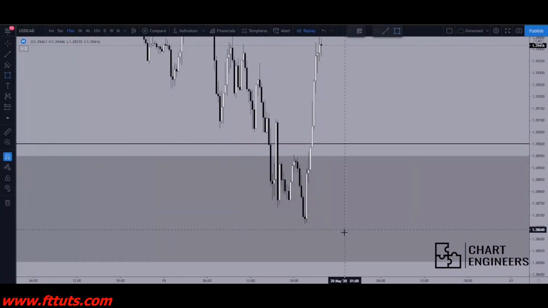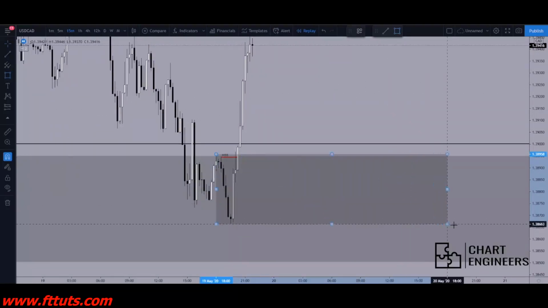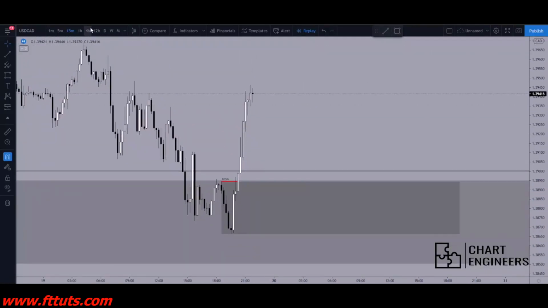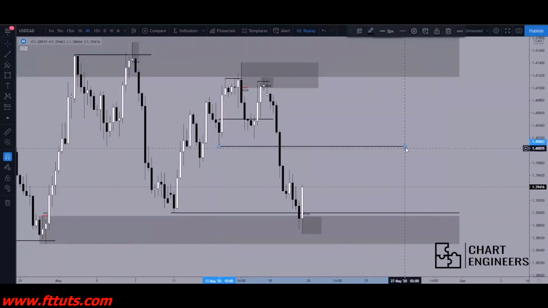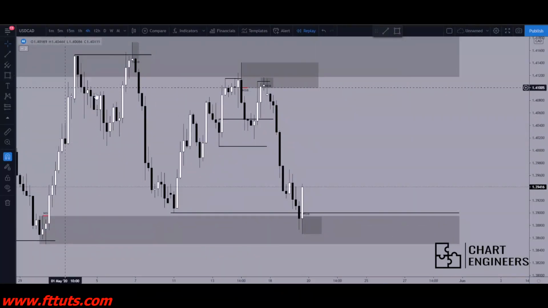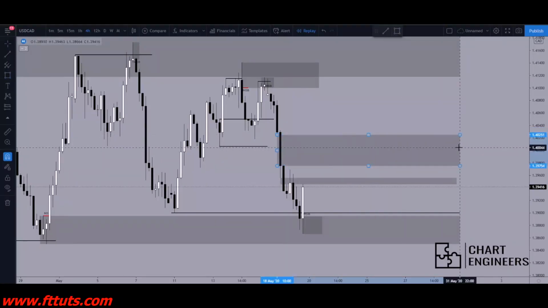Where is my high? So my high is going to be here. So let's mark that out, MSB. And in this case, the breaker is going to be higher. So I'll just take my trade from the MSB. And then when I get into my trade, where am I going to be targeting? Okay, I can see that we have this fair value gap here. And then we also have this one here. And then another one up here. So here is where I'd be looking to target.